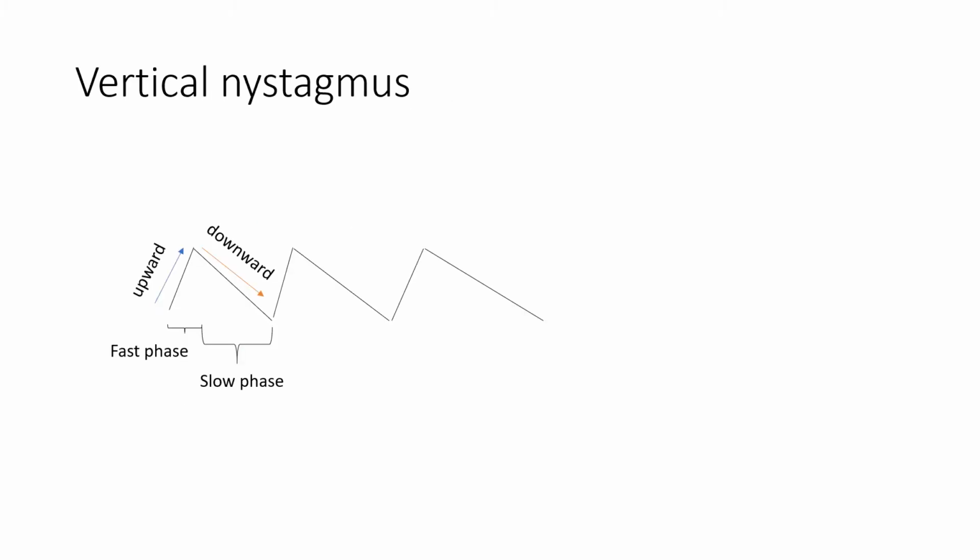For vertical eye movement, the resulting tracing is as shown here. The upward movement of the eyes will produce an upward line, while the downward eye movement will produce a downward line. Just like the horizontal movement, the steeper line will indicate the fast phase, and the flatter line will show the slow phase.